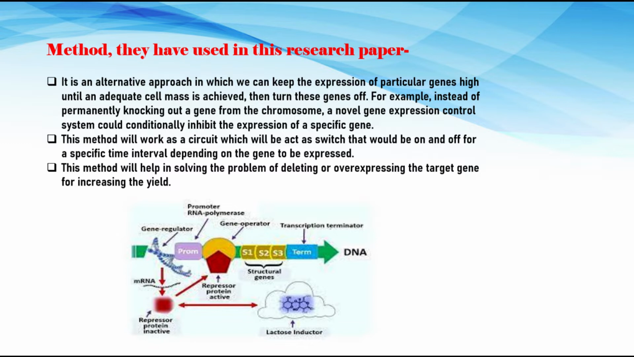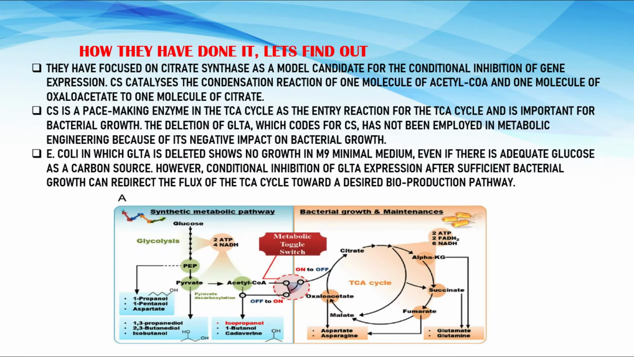It is an alternative approach in which we can keep the expression of a particular gene high until an adequate cell mass is achieved, then turn this gene off. For example, instead of permanently knocking out a gene from the chromosome, a novel gene expression control system would conditionally inhibit the expression of a specific gene. By using this method, we can solve the problem of deleting or overexpressing the target gene for increasing the yield. Let's find out how they have done it.